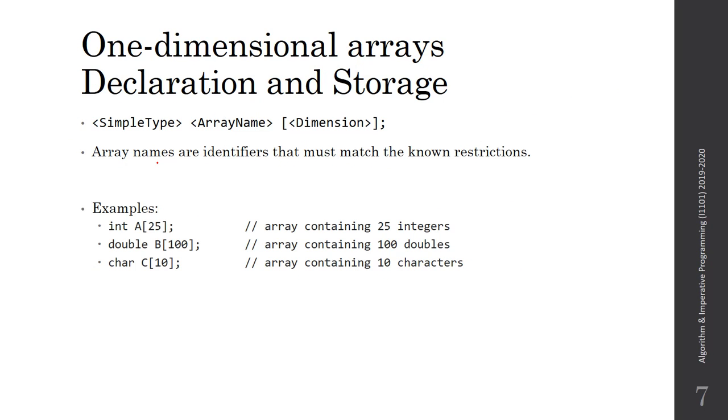In order to declare an array, we use here a simple type. It could be integer, float, double, long, short, the simple types that we know. We have here the array name, which is an identifier, and it should match the usual rules. For example, it cannot start with a number, but we can start with an underscore and so on. Here we can place the dimension between brackets, and as you can see, the dimension is optional. We'll cover this in a while.